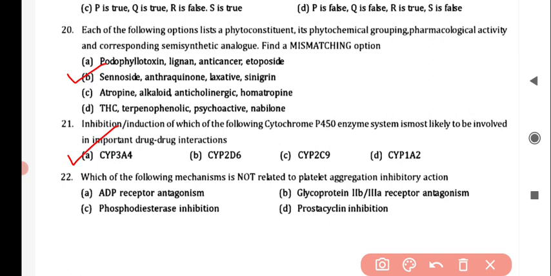Next question is which of the following mechanism is not related to platelet aggregation inhibitory action? And the correct answer is option D, that is prostacyclin inhibition.